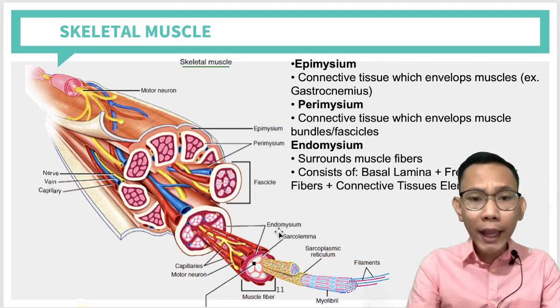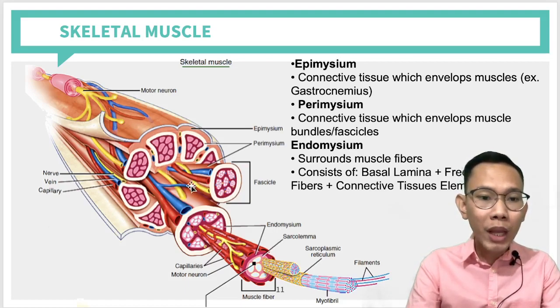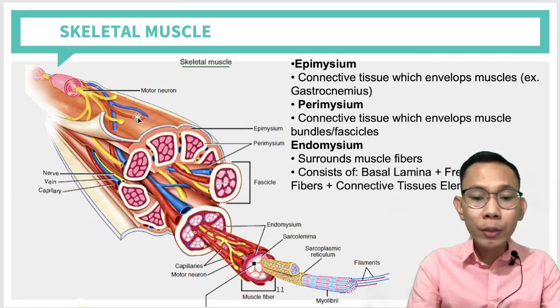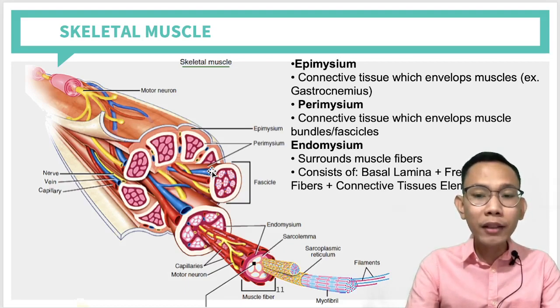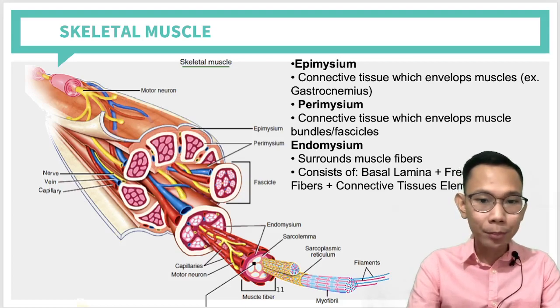Next, in all these different connective tissue sheets, we have the presence of your blood vessels, your vein, your capillary, your nerves, and also your lymphatics, as well as a rich capillary plexus seen in your endomysium. So again, that's the very simple explanation of the different structures that are located in your skeletal muscle.